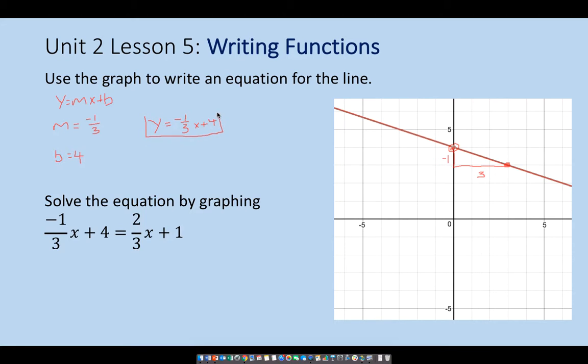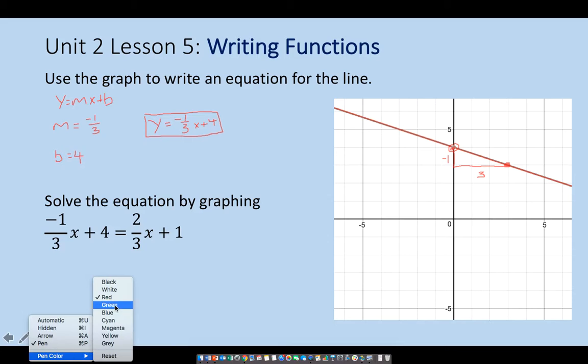All right, now learning target number 11 is use graphs to solve problems. And so I've got a kind of an extra example here for you in that regards.